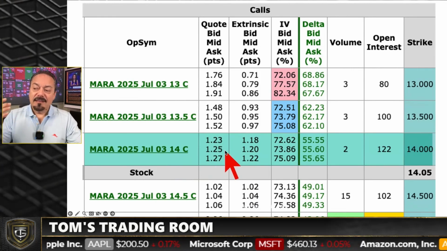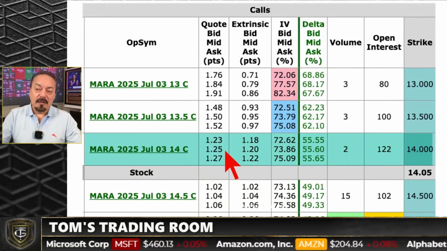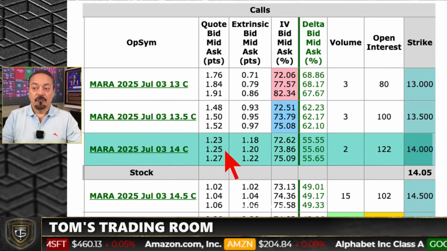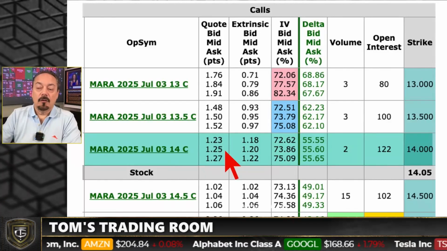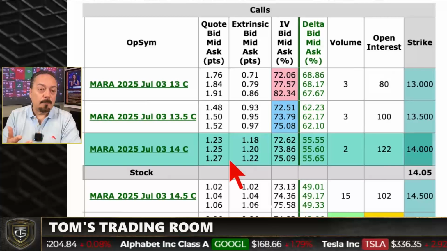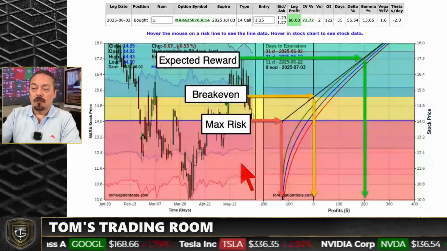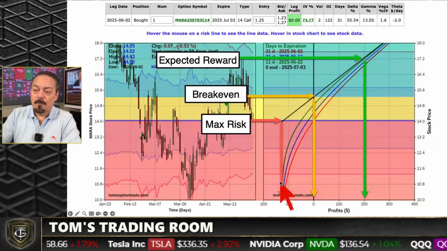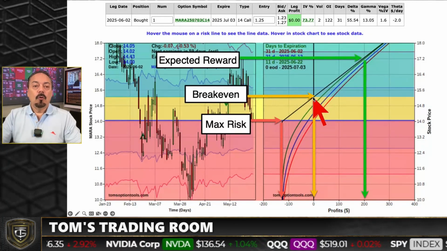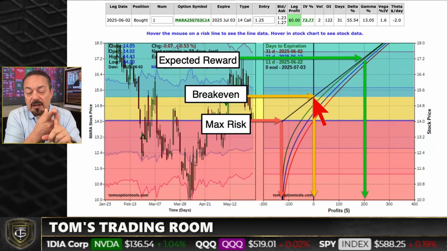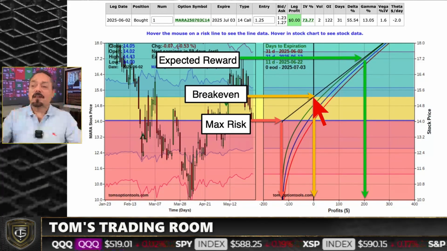If I'm buying the 14 calls at $1.25, then I'm paying for an at-the-money option. I'm buying premium. If the stock just goes sideways or lower, there's a potential loss there. Here's my maximum risk on the trade: what I pay for it. The break-even is the strike price, the 14, plus the $1.25. So break-even as of the close of Friday was 15.25.